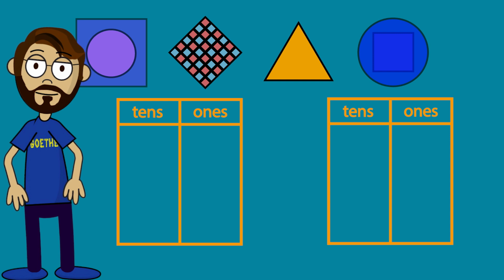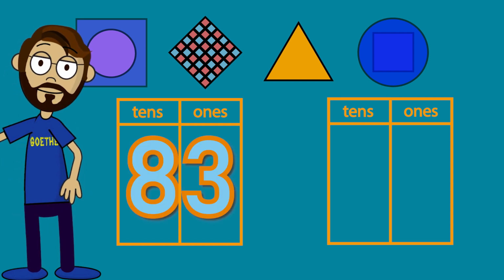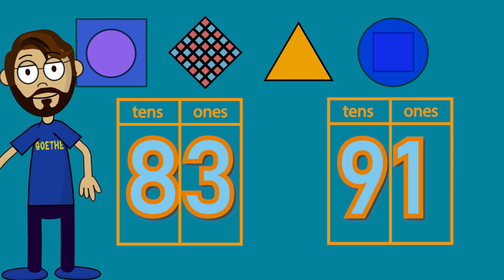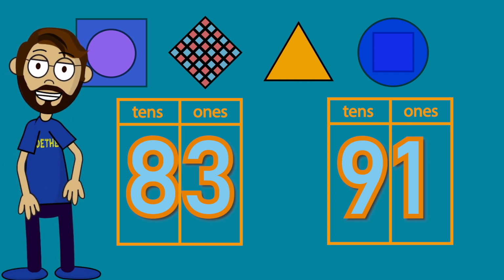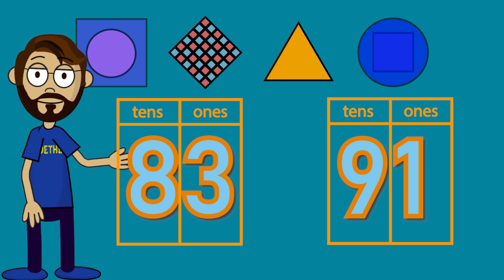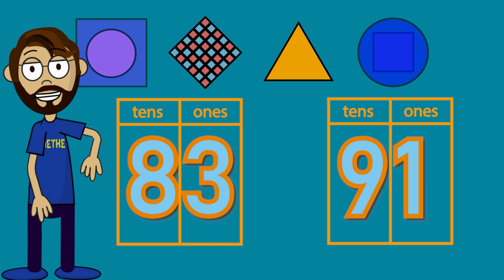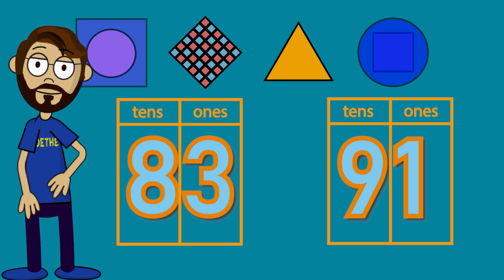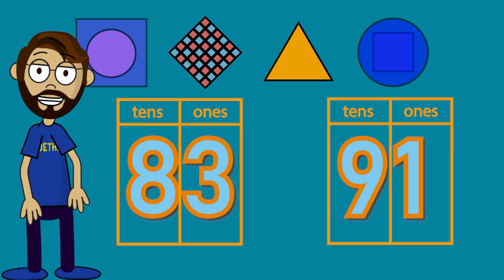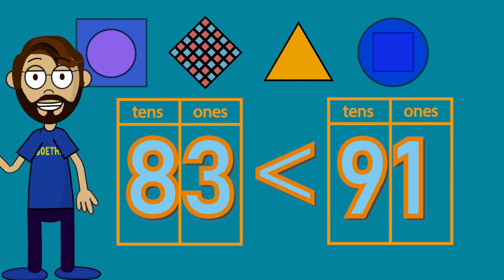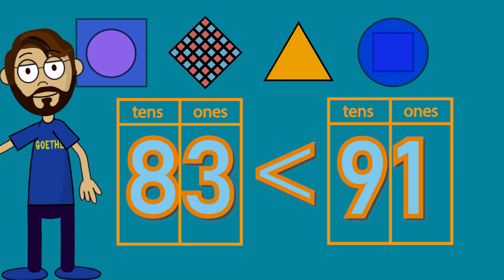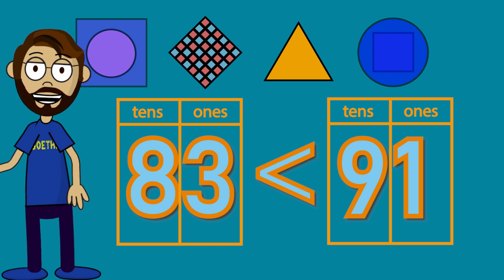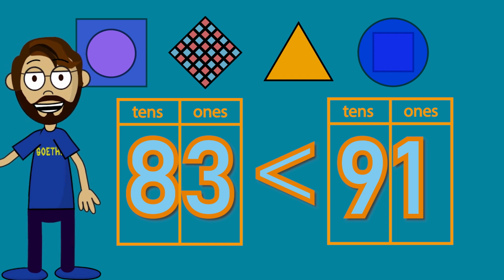Our next problem asks, what is greater, 83 or 91? So in 83, we have 8 tens and 3 ones, and in 91, we have 9 tens and only 1 one. 9 tens is more than 8 tens, so the alligator is going to eat 91, and the bird is going to eat 83, since 91 is greater than 83.